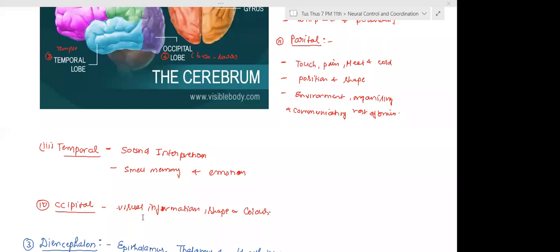Occipital: visual information, shape and color, that is determined by the occipital. Got it? Yes. These were the functions of the forebrain.